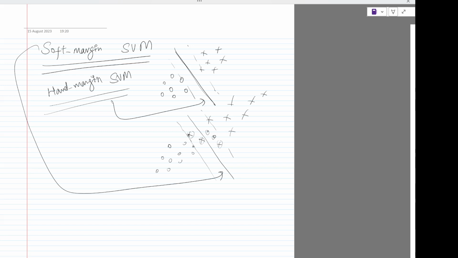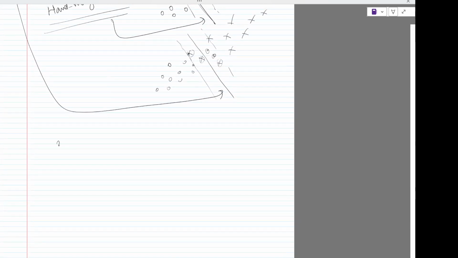This is referred to as the soft margin SVM. So in the hard margin SVM you wanted to minimize this, such that yi into w transpose xi plus b minus 1 is greater than 0, that is, greater than 1. This was your hard margin.